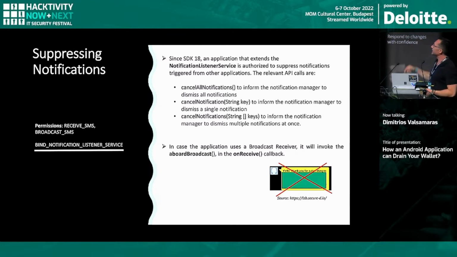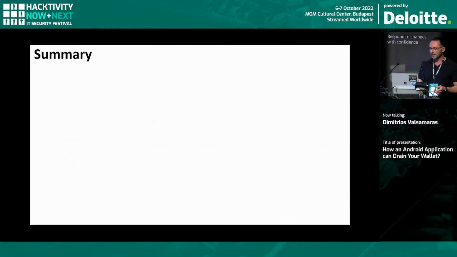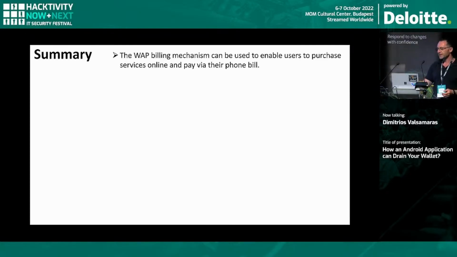And this can be done by using one of these API calls, for example, cancelAllNotifications to cancel all the notifications, or a specific one using a specific key, or an array of notifications using an array of keys. Another way of doing that is by using abortBroadcast in the broadcast receiver implementation that I showed you before. All right, so let me summarize all the steps that we have so far.